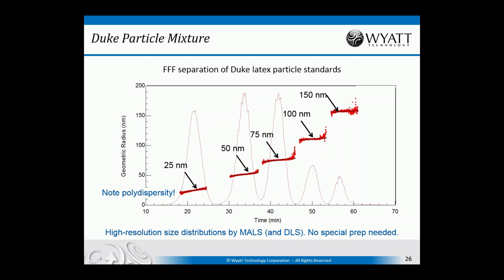Another thing to note in this fractogram is that the light scattering gives you the polydispersity or heterogeneity of those Duke latex particle standards, which you would otherwise be hard-pressed to know about. And you can see that the heterogeneity is actually pretty large for these 25 nanometer particles, and it's very good for the 150 nanometer particles. So if you need to characterize your reference standards, this is a great way to do it. It gives you excellent accuracy and precision in the analysis of these particles.